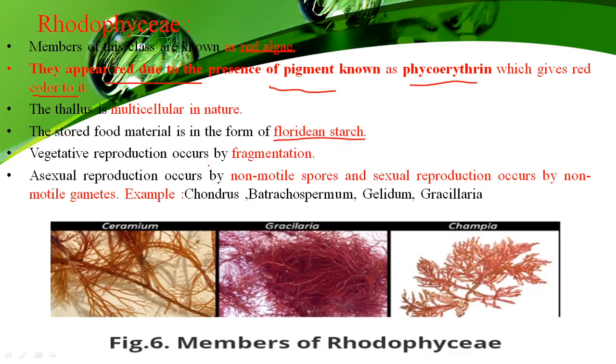Vegetative reproduction occurs by means of fragmentation. Asexual reproduction occurs by means of non-motile spores, and sexual reproduction occurs by means of non-motile gametes. Examples are Chondrus, Batrachospermum, Gelidium, and Gracilaria.